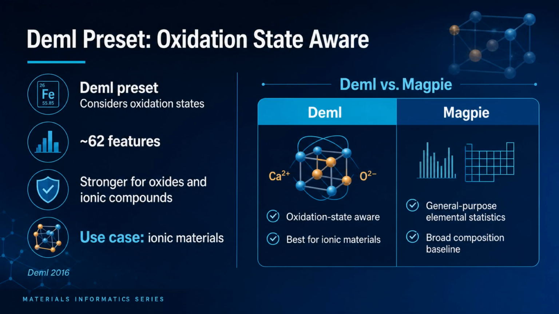The Deml preset, from Deml and colleagues in 2016, explicitly considers oxidation states. It produces about 60 features and is particularly strong for oxides and ionic compounds where oxidation state matters. If you're working with battery materials, ceramics, or other ionic systems, DEML may outperform MAGPIE despite having fewer features.